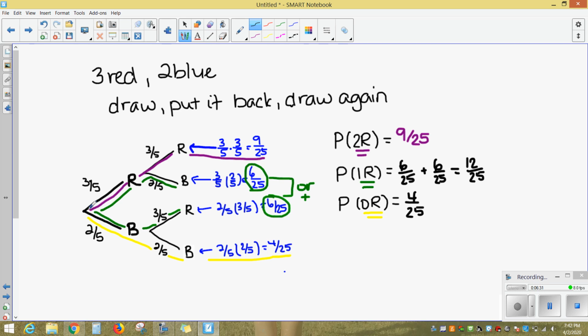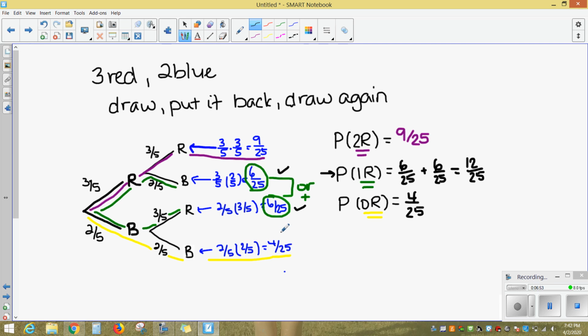If I want to know the probability of going all the way to the end of one branch of my tree, I multiply the probabilities down those branches to get to the end. If more than one branch satisfies the condition I'm looking at, then once I multiply to get to the end, I add up those branches of my tree.